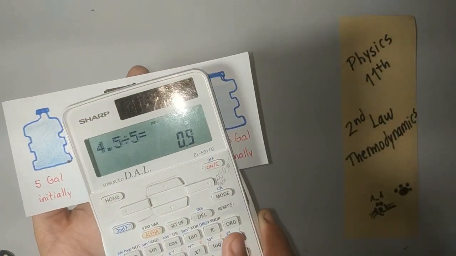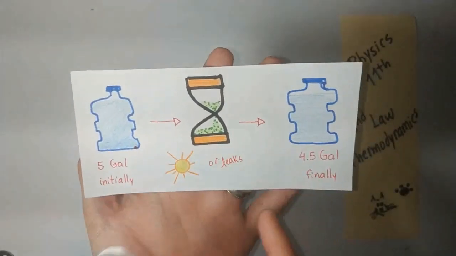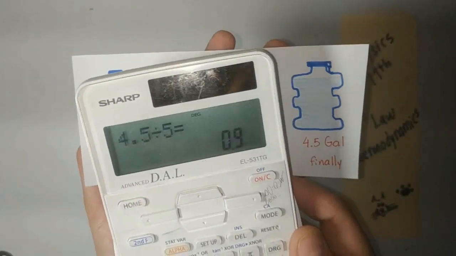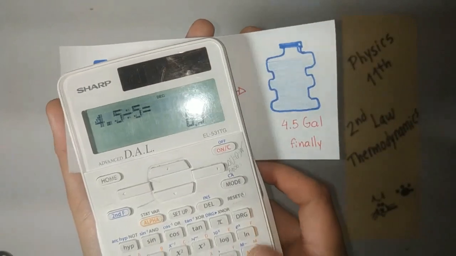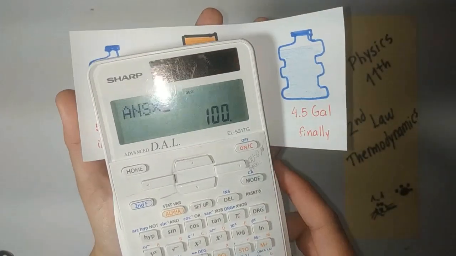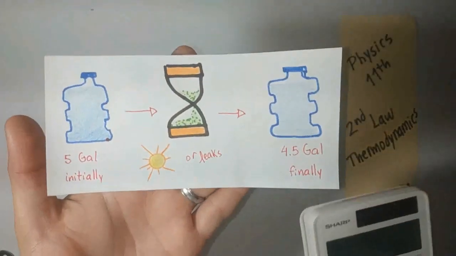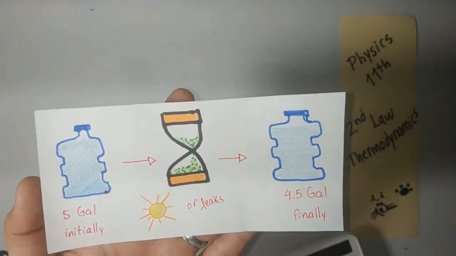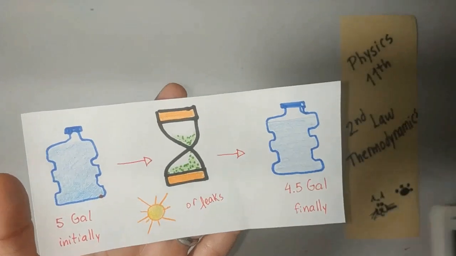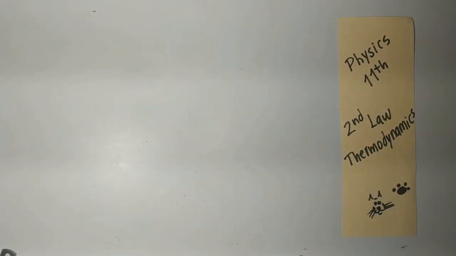As we did over here, I could say that this system that I have over here is 0.9, or if I multiply times 100, I will have 90% efficiency. So basically, this is what we're going to do in the second law of thermodynamics. It's actually a very simple topic. Now, let's see the first example.